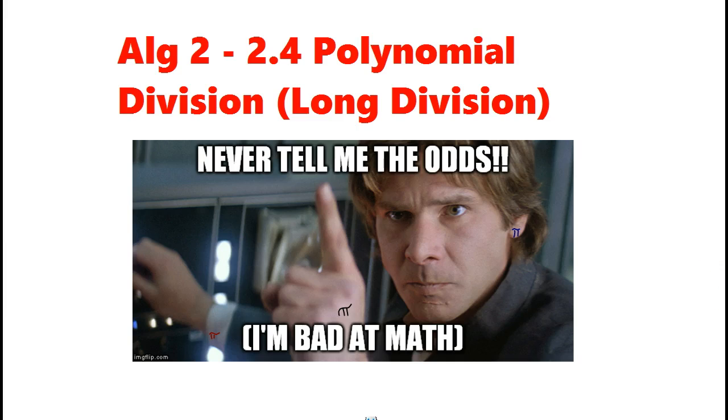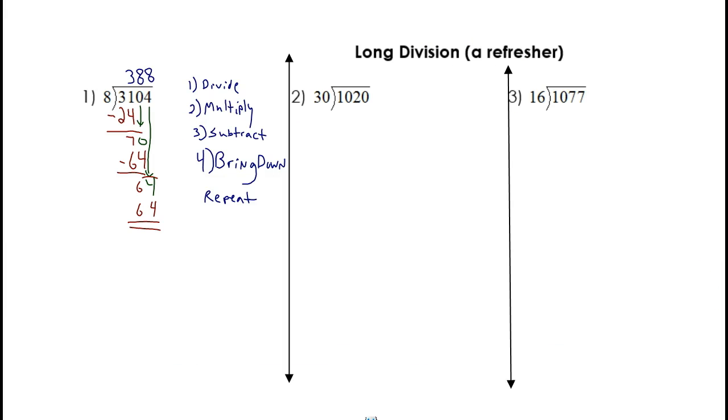So before we jump into polynomial division, let's try to remember how long division works. There were essentially four steps that we repeated over and over again when we were doing long division way back in grade school. The first thing we would do is look at the number we were dividing by. In this case, it's 8.